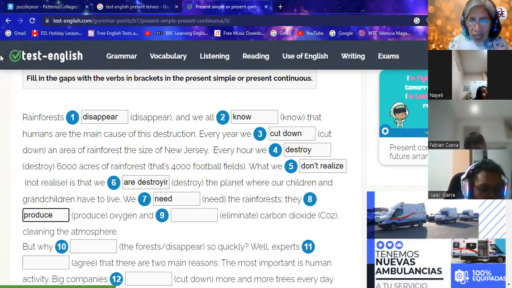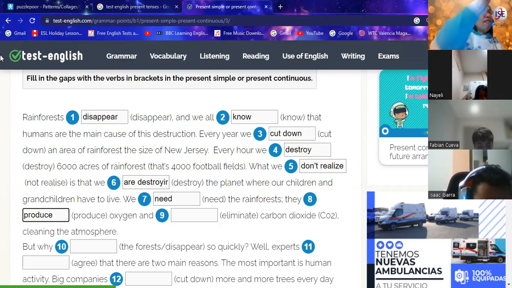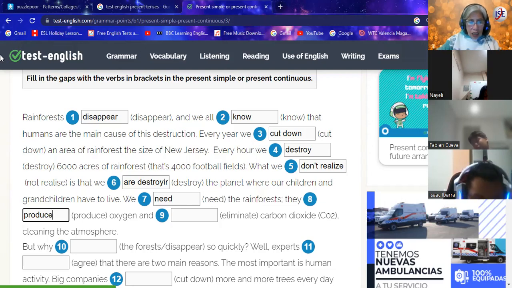Okay, oxygen. And Fabian, eliminate carbon dioxide, CO2, cleaning the atmosphere. So, and eliminate, are eliminating or they eliminate? Eliminate. And eliminate carbon dioxide, CO2, cleaning the atmosphere.